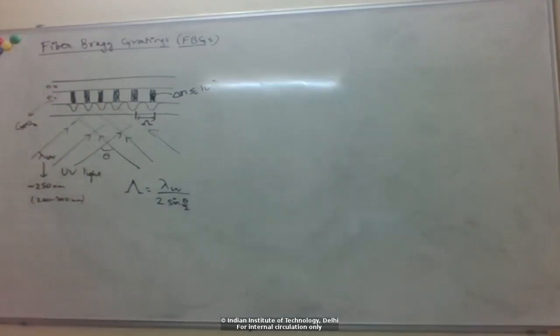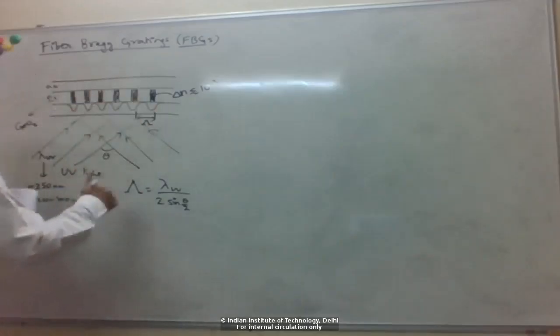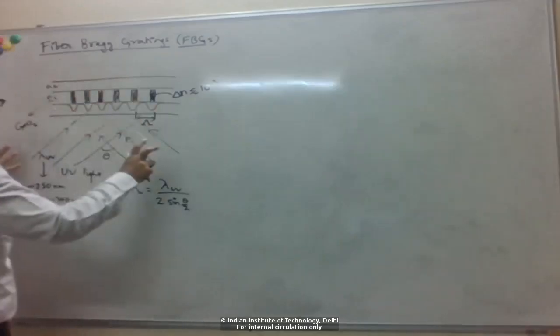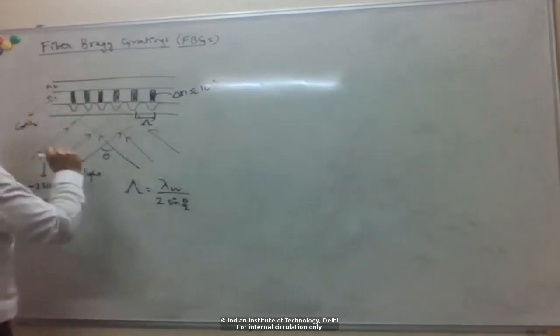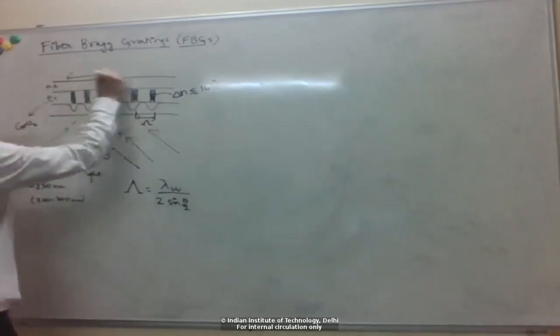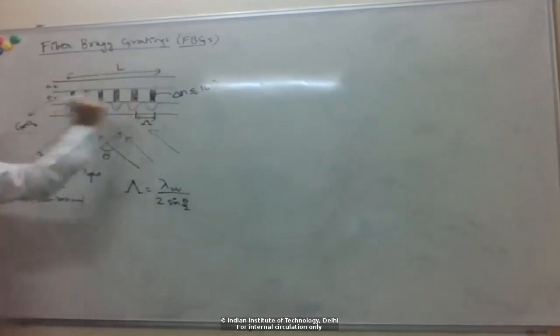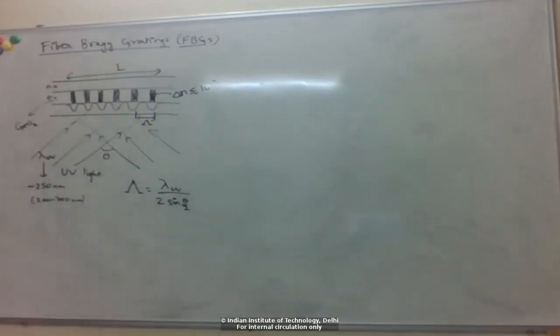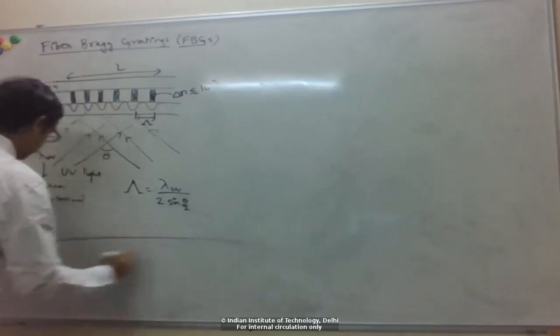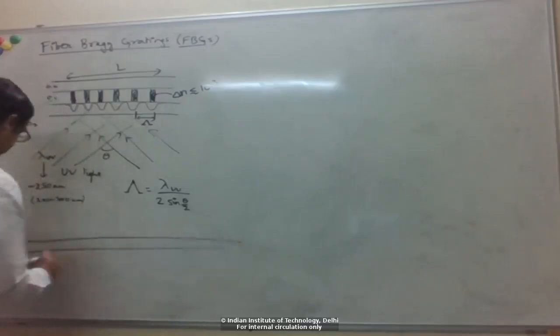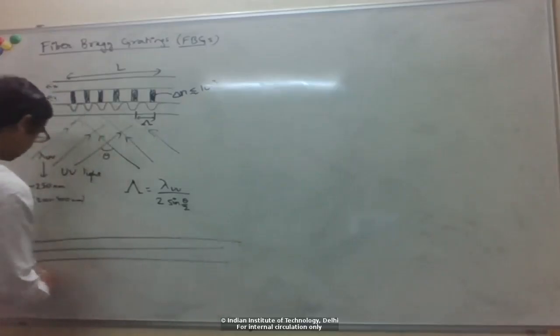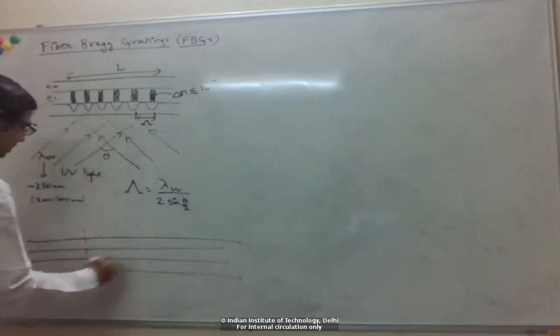Okay. So now once you have formed this, you shine this UV light and you form this grating. And of course you can control the area over which you shine this UV light, so you have some length L of this grating formed. And so now you have your fiber, and then over some section here, you have this grating formed.